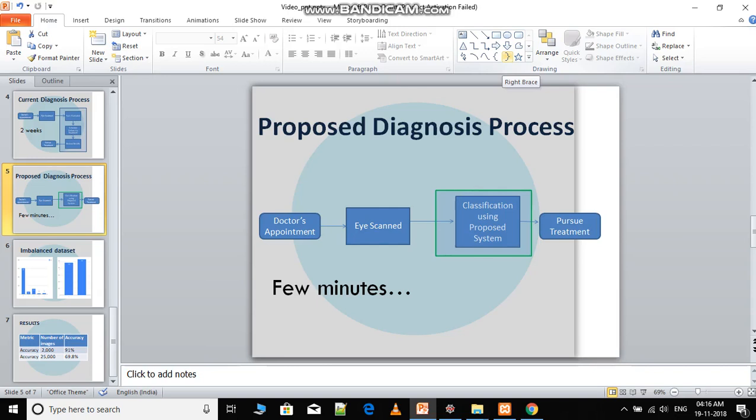The solution is image processing and deep learning. In deep learning, a convolutional neural network is a class of deep feed-forward artificial neural network most commonly applied to analyzing visual imagery. Here, we have used the convolutional neural network to detect the presence of diabetic retinopathy in retinal images.